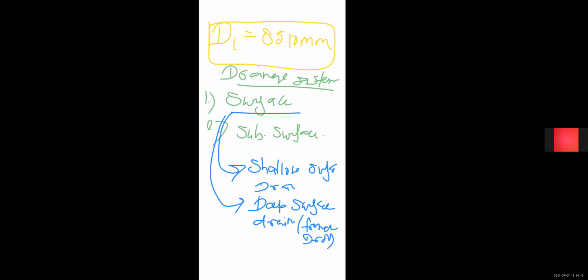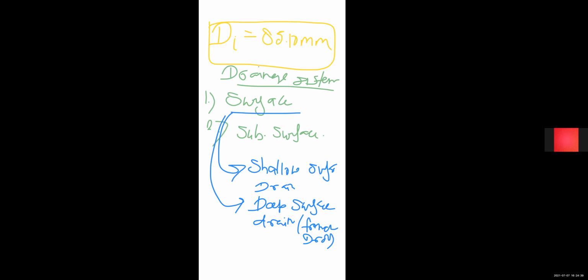So next is about subsurface drainage system. These are the drains required for the soil with poor internal drainage and high water table level.